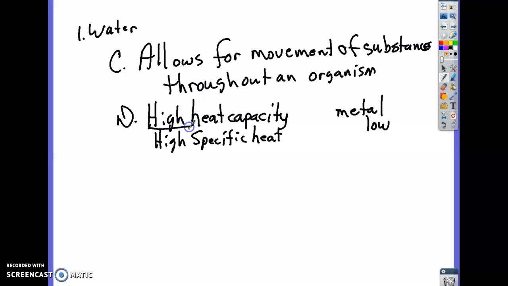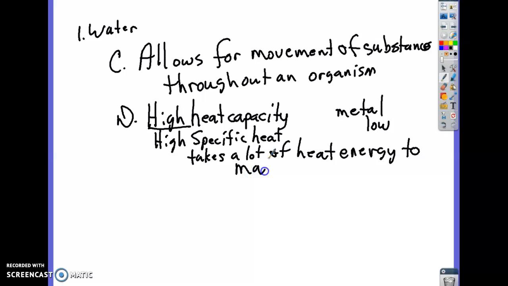Water, on the other hand, has a high heat capacity, okay? And that means it takes a lot of heat energy to make the temperature go up, to make it get hotter, to make the temperature increase. Okay, I'm going to put an up arrow there for that. All right, so what does that mean for water? It means it heats up very slowly and it cools down very slowly, which means it stays at about the same temperature, which is good for us because we want our temperature to stay constant when we go outside.